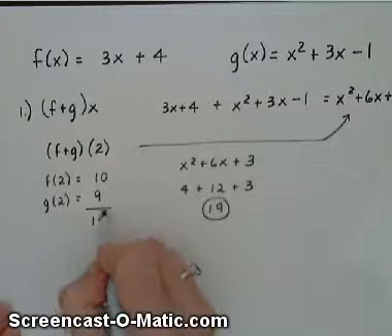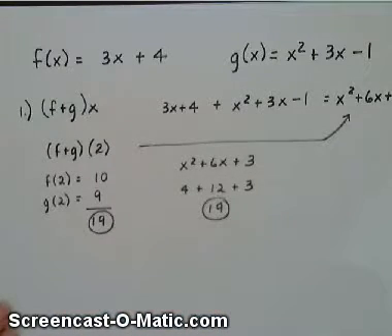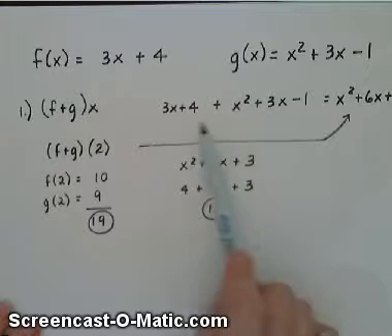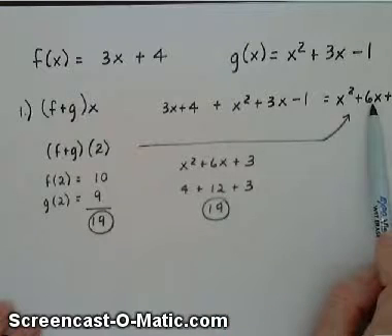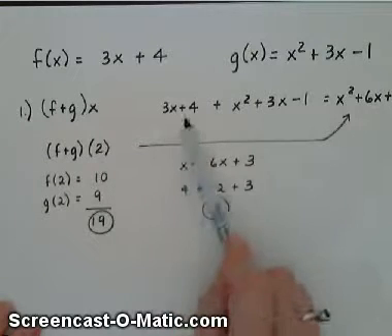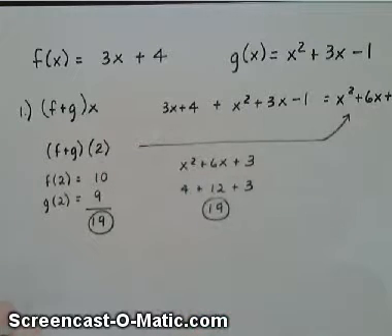So I guess what I'm telling you is that when you want to do a combination function, you can add the functions first and get a new function and then put the number in, or you could put the number into each of the separate functions and add the results together. This is the addition function, f plus g.